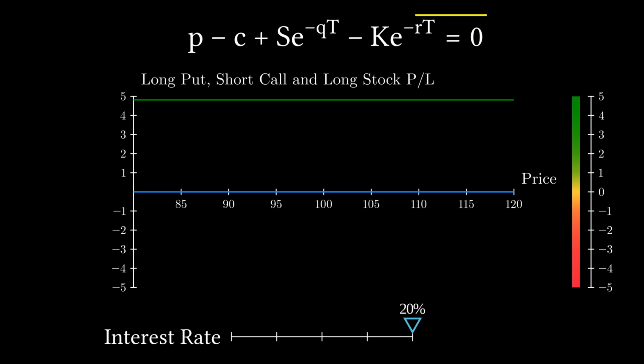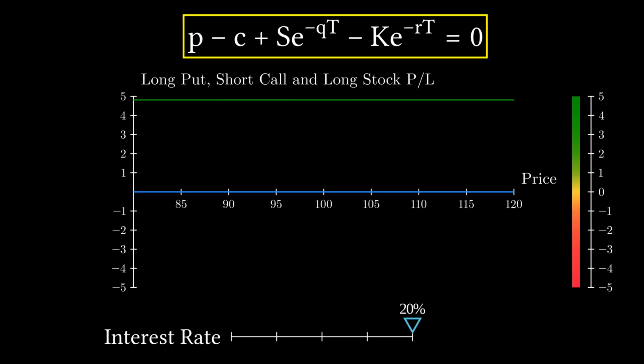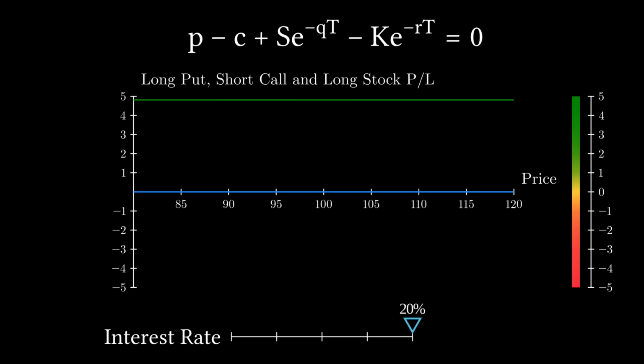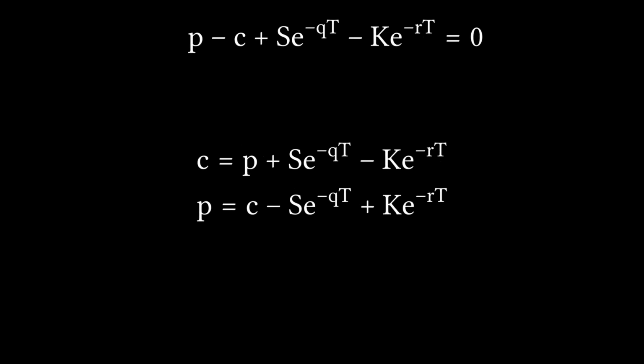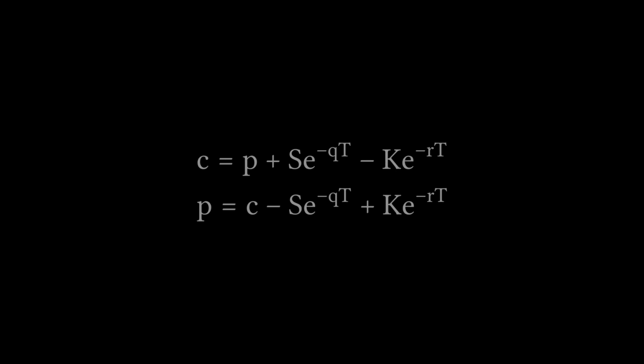Considering both dividend yield and interest rates will give us this equation. So this is saying that a long put option combined with a short call option and a long position in the underlying, including dividends, minus the loan whose principal plus interest is the strike price, is equal to 0. Finally, we can rearrange this equation to get two equations, one for the value of a call option and one for the value of a put option, both in terms of one another and the underlying, as well as the loan to enter the position.